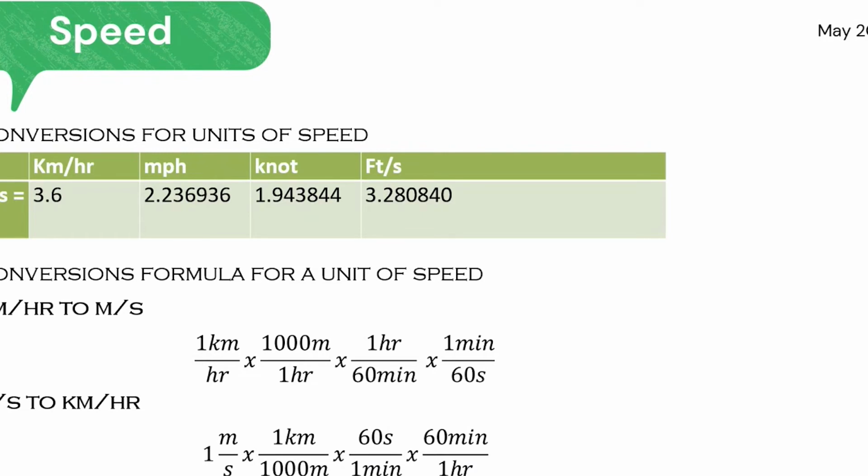Conversion formula for a unit of speed. Kilometer per hour to meter per second. It is simply 1 kilometer per hour times 1,000 meters over 1 kilometer times 1 hour over 60 minutes times 1 minute over 60 seconds. And for meter per second to kilometer per hour, it is just vice versa. Next slide, please.